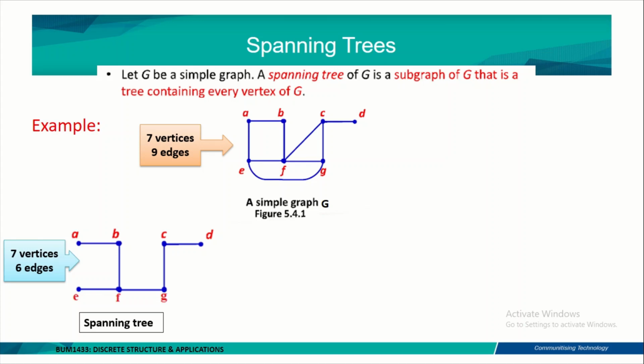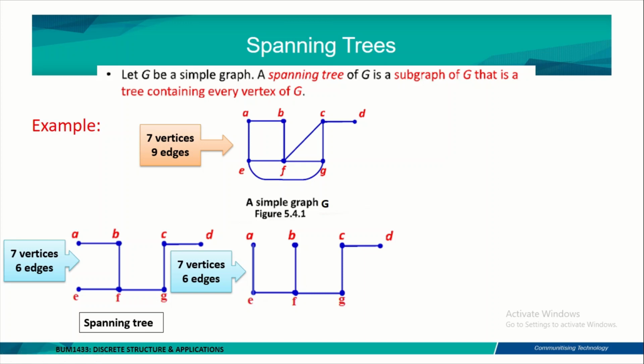Okay, so let's see another example here. We see here it contains every vertex of the simple graph G. We have the 7 vertices here, and they are connected with 6 edges here. So this subgraph is also a spanning tree. Okay, let's move to another example.